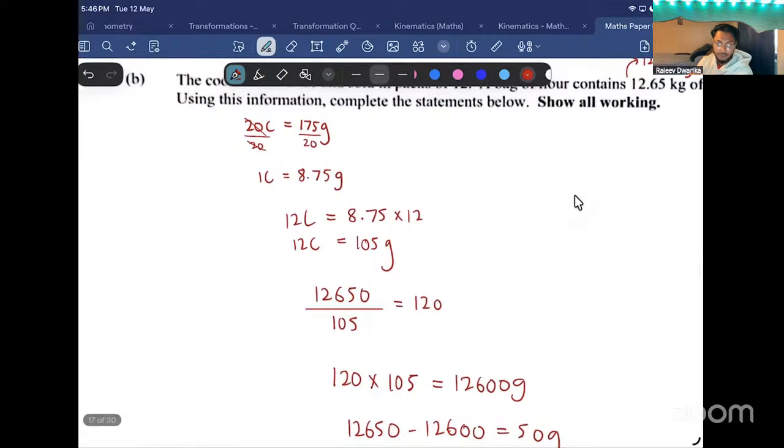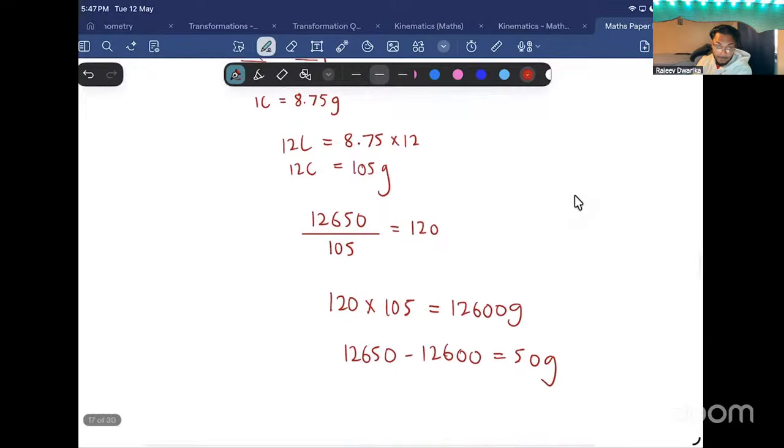Here's my logic. If 105 is for one pack and 12,650 is the amount of flour we have, we can easily figure out how many packs we can make. That will be 120. We could make 120 packs of cookies.